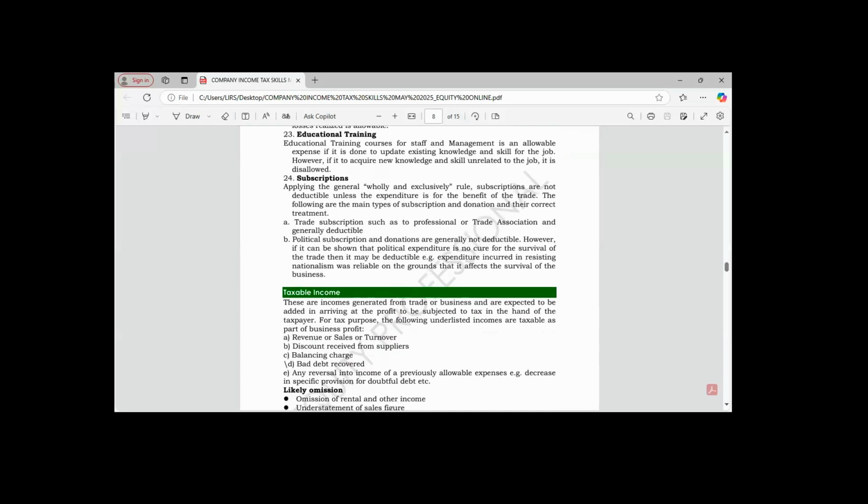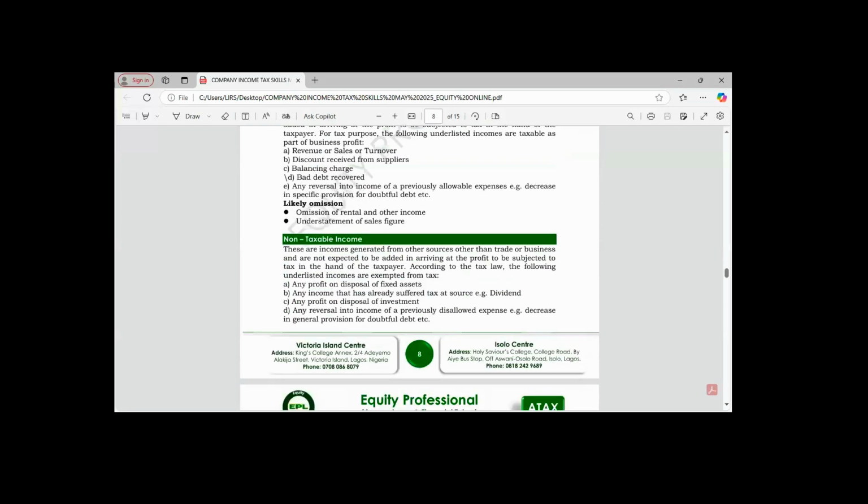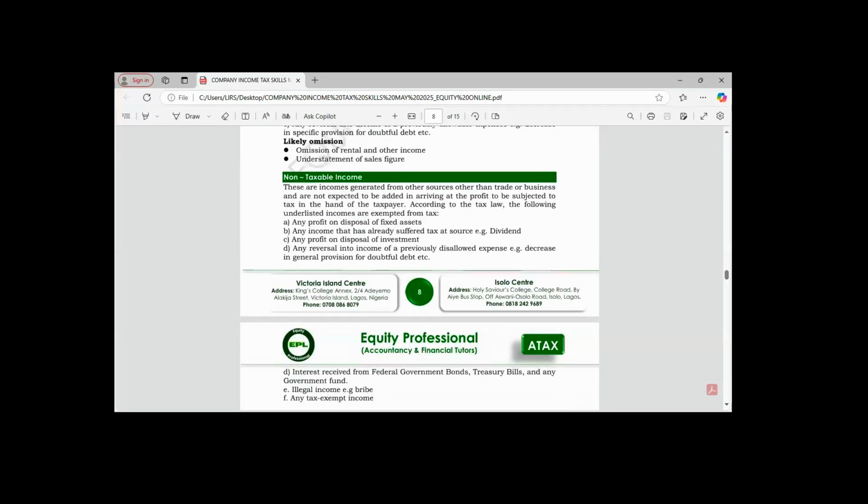Then we also have taxable income. Any income that relates to the business activity is taxable income. Then we also have non-taxable income. Any profit on disposal of fixed asset is a non-taxable income. So the profit, as I told you earlier, is a disallowable expense, whether it is loss or profit, it is non-taxable income.